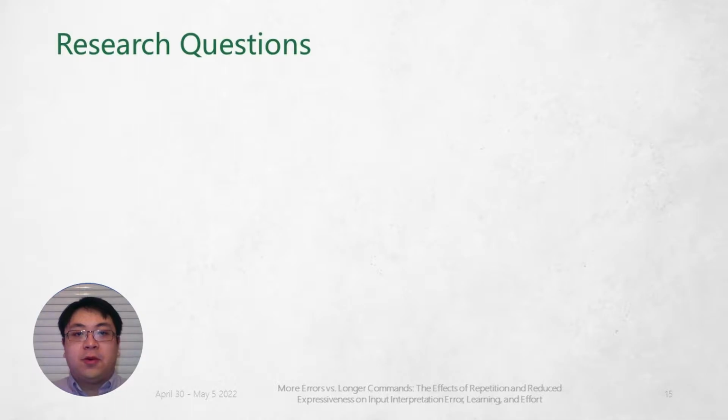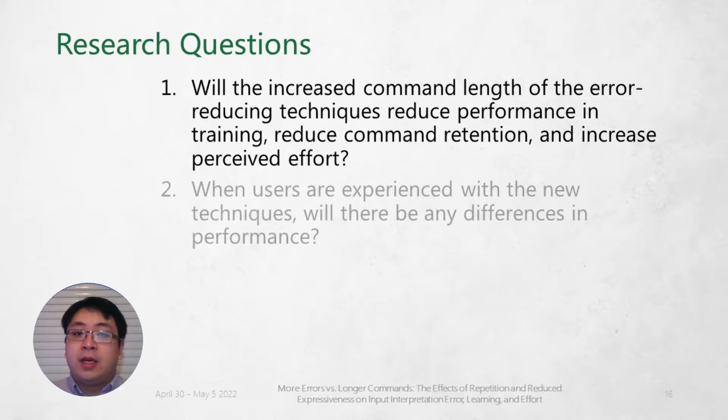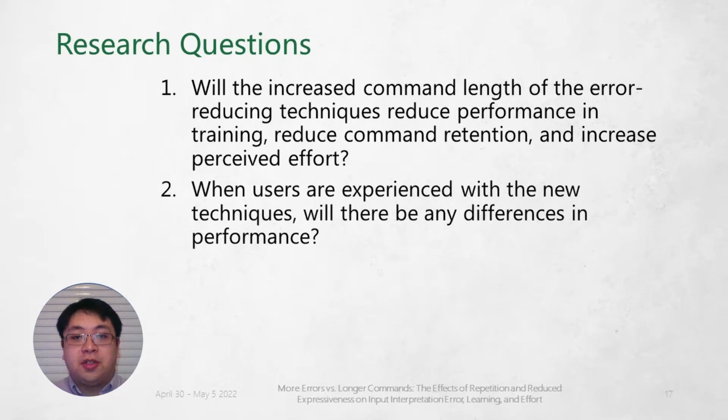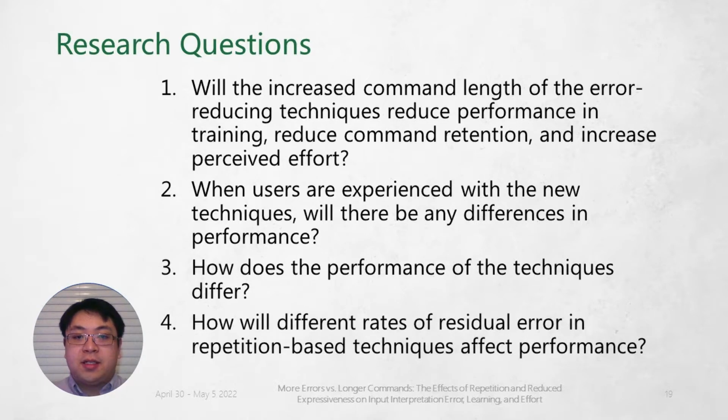We formed 4 research questions to test whether using these error reduction techniques would have an unreasonable impact on the user's performance. In other words, how would the increased command length from repeating a single command or using a longer command affect performance and perceived effort? Would these effects persist once the user becomes experienced with using these commands to perform selection-based tasks? How do these two techniques compare with each other? And since these techniques don't completely remove all errors, how does the residual error affect the user when using these techniques?